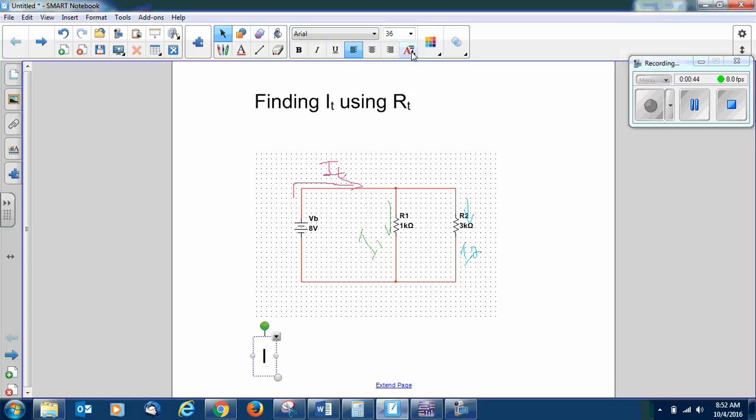So now notice, guys, in our series circuit, it was just the current. That's because we only had one current. But when you have a parallel circuit, it's the total current. So it's I total equals voltage of the battery over R total.